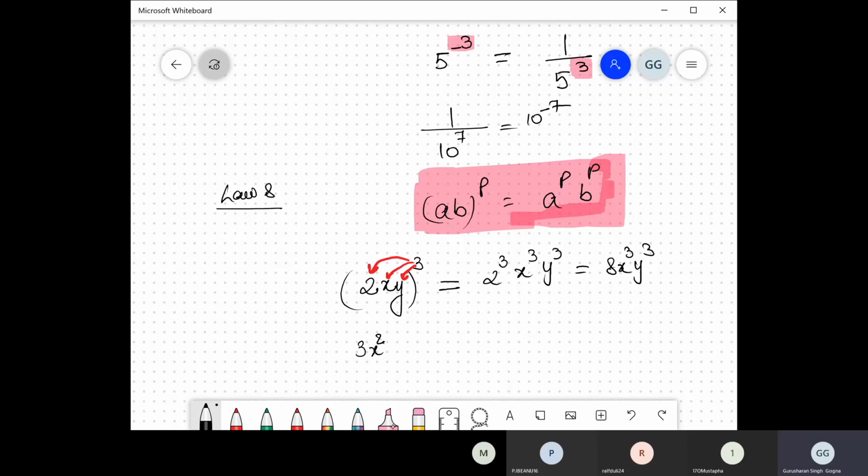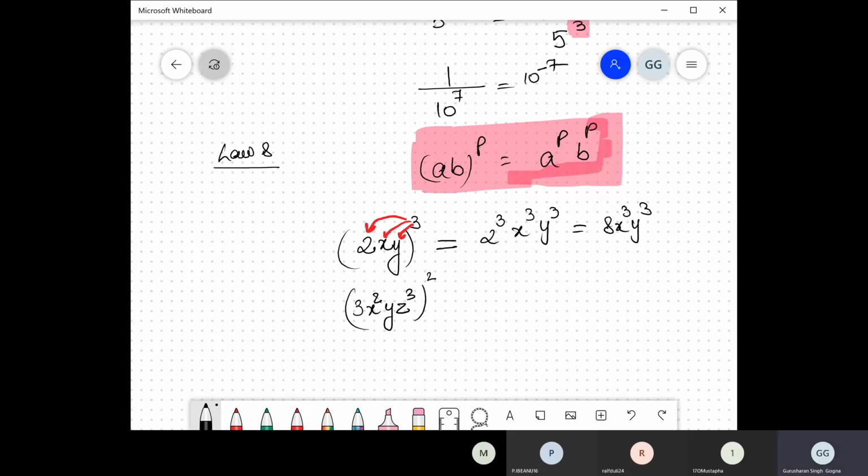3x square y z cube, to the power, let's say 2. Okay, so what will happen in this case? It's the same logic. You are using a bracket, and outside the bracket the power is 2, or a square. So that square belongs to each term inside the bracket, which means 3 square, x square to the power 2, y square, z cube to the power 2. Okay, so you can see that I'm putting square to each of the terms. Okay, so what will happen?